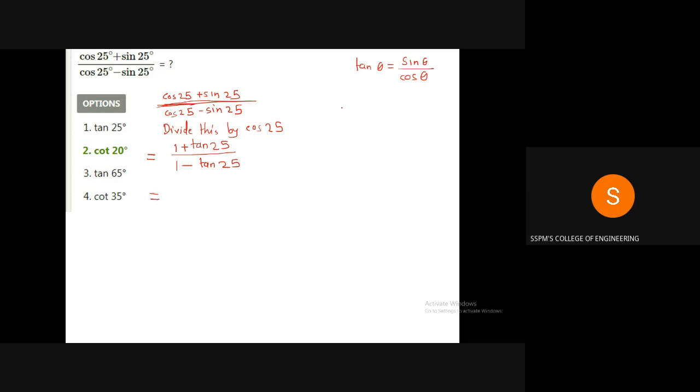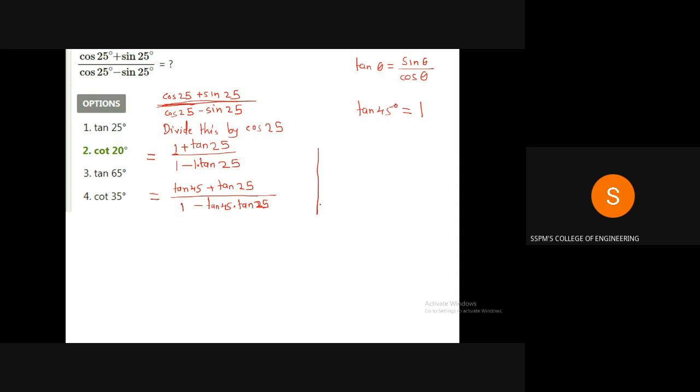Now this 1 we will replace by tan 45, because tan 45 is equal to 1. So instead of 1, we will write tan 45. So tan 45 plus tan 25 divided by 1 minus, and this can be written as 1 into tan 25, so tan 45 into tan 25.